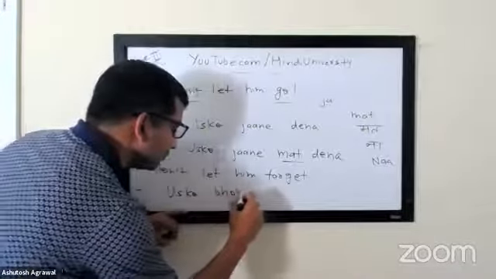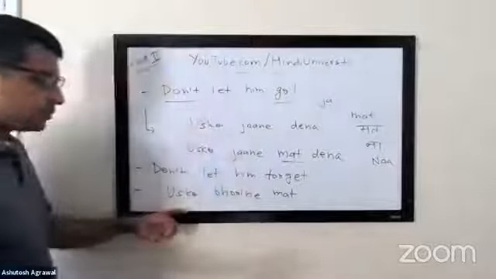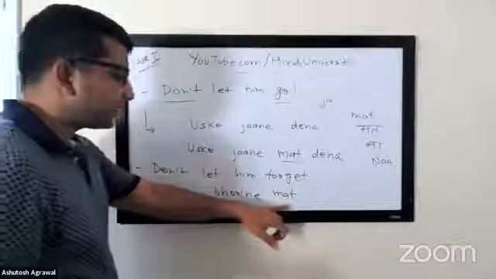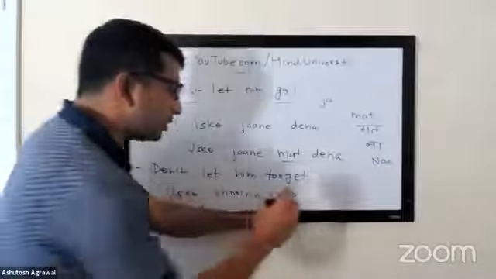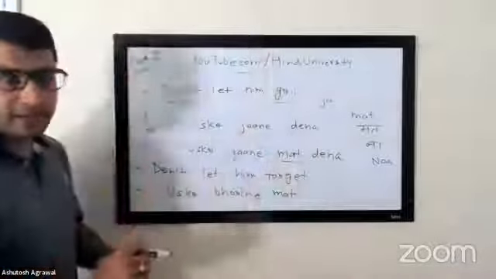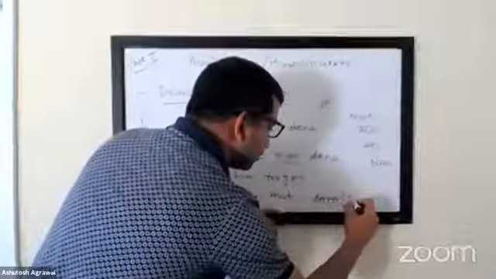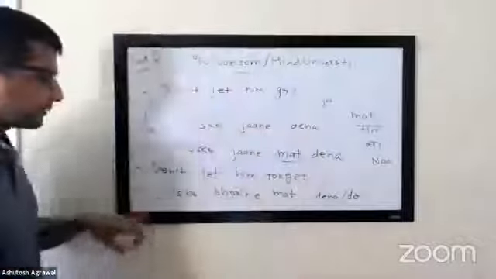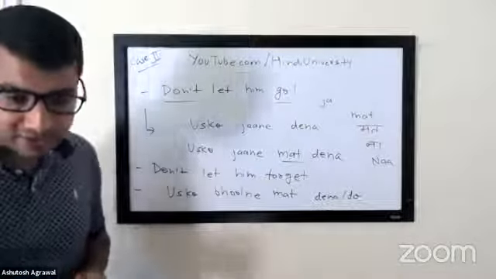Usko bhulne mat. If I use dena, as Usha Jain says, it's not like a specific time frame. But usko bhulne mat do is like you are giving a command. Okay, so either way is fine. You can use dena, do, dijiye, dijiyega. Usko bhulne mat do. Good. Awesome. I think you were asking some questions, Vedant?